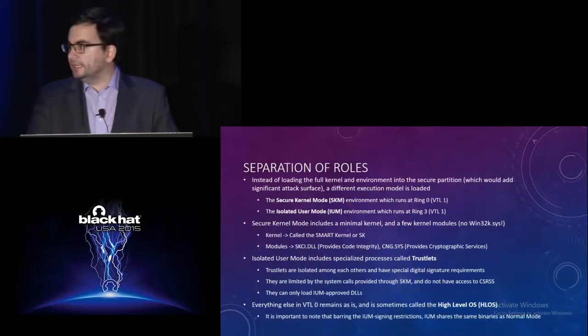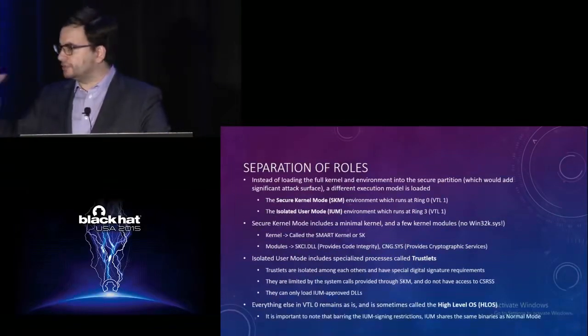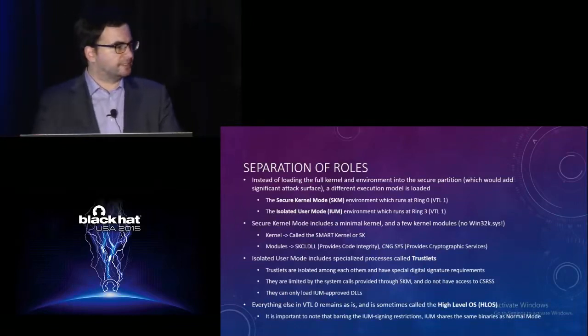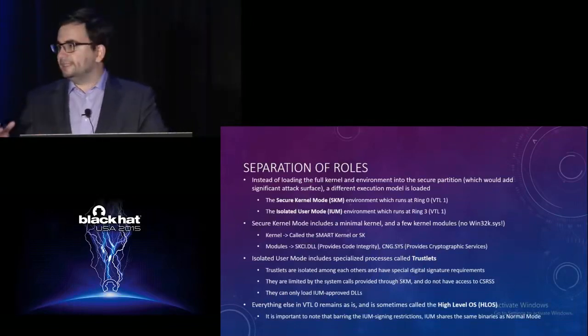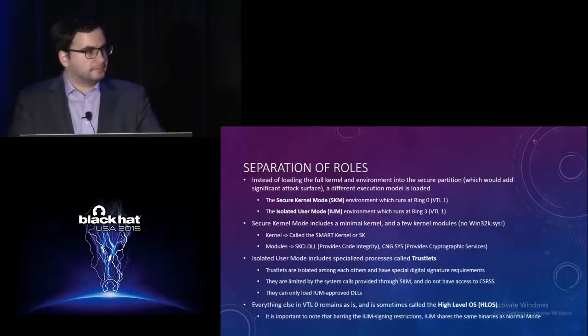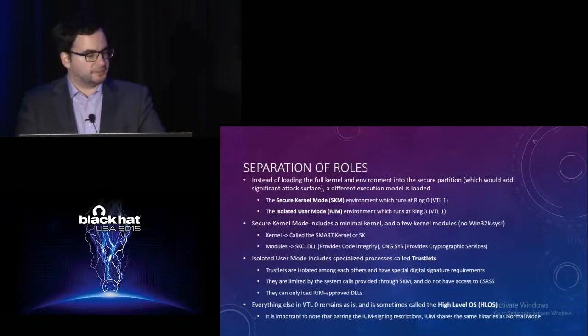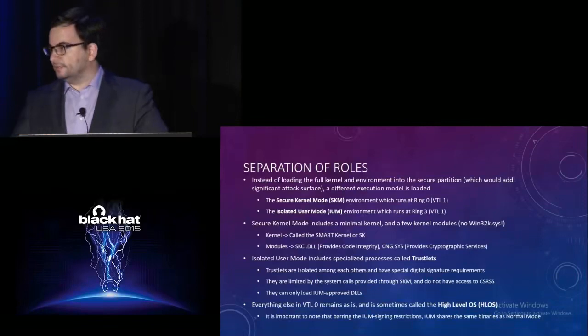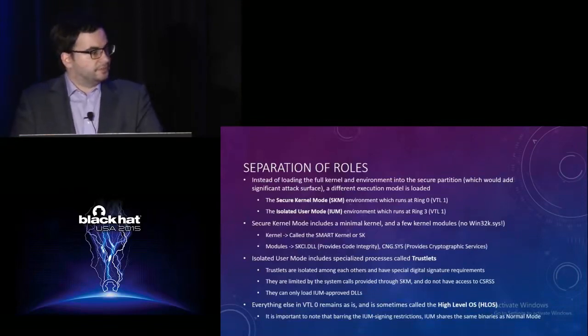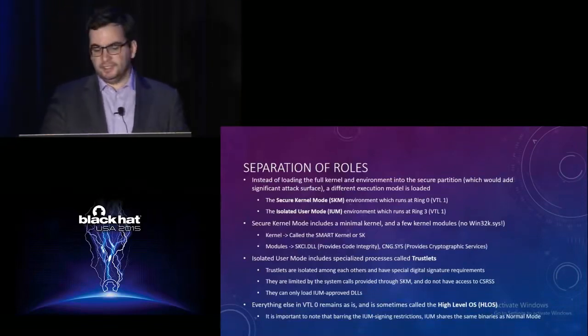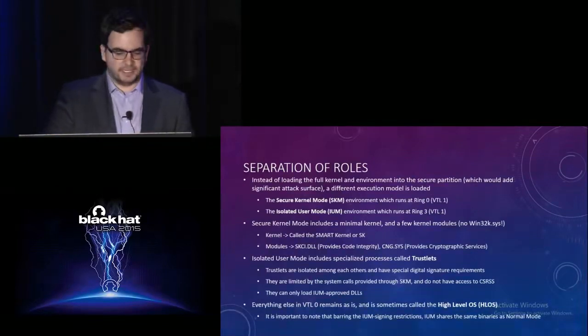So instead of loading your normal kernel and all of its drivers, and win32k.sys and all the mess that comes in your usual ring 0 environment, we don't actually load all of NT inside of VTL1 now. So what's actually going to happen is we're going to create two environments of execution. The Secure Kernel Mode environment, or SKM, which runs at ring 0 in VTL1, and the isolated user mode environment, which runs at ring 3 in VTL1. So SKM is basically the kernel in VTL1, IUM is the user mode environment at VTL1.